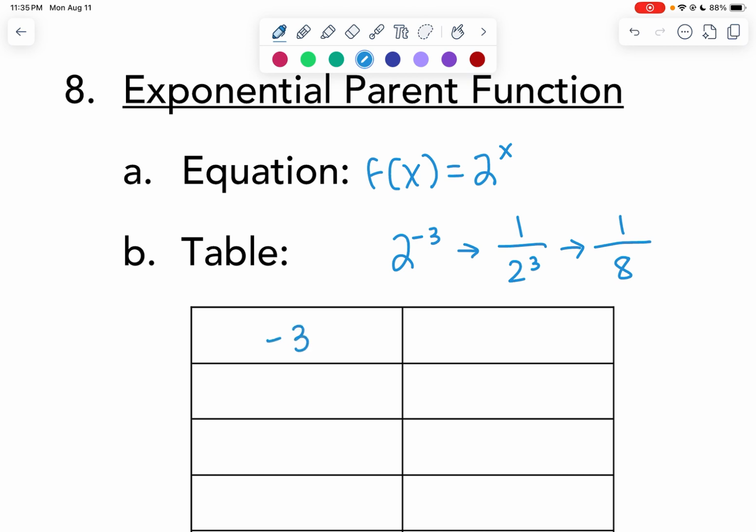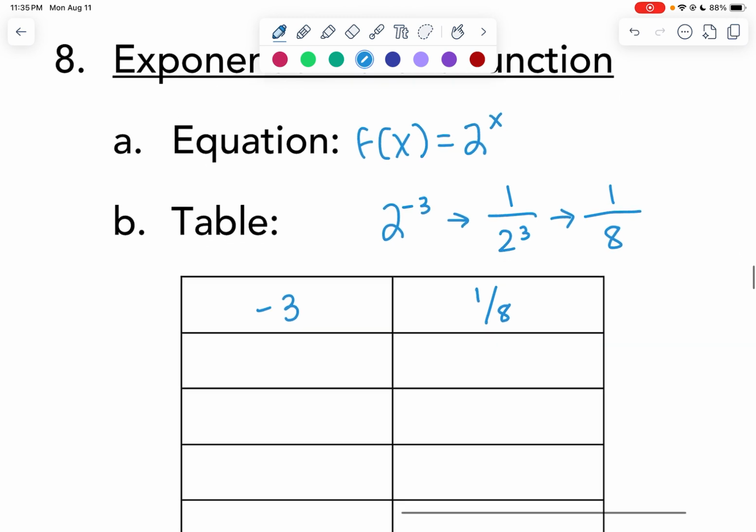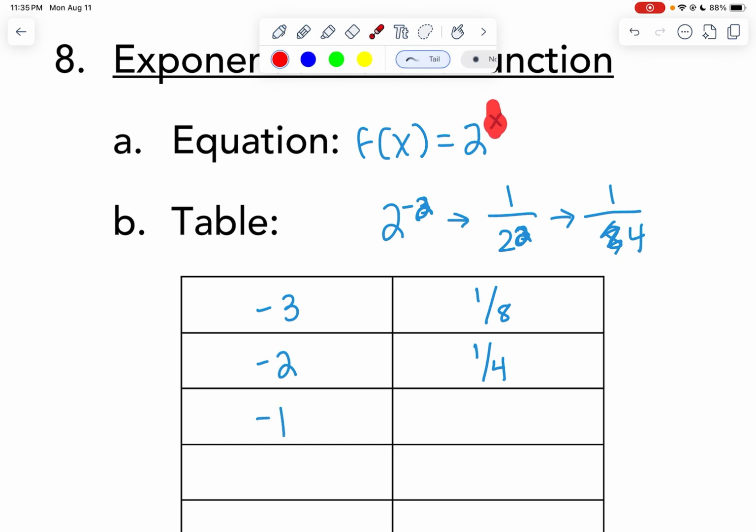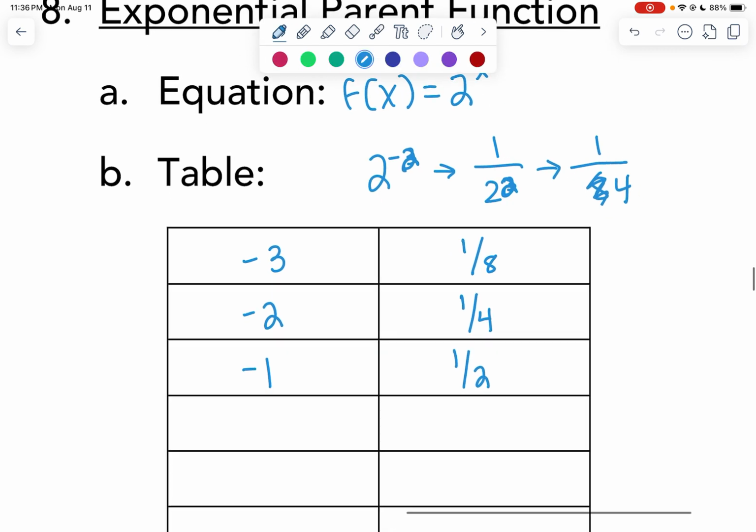It still is going to give you a positive number. It's just going to be 1/8. If you had -2, that would be 1 over 2 squared. Well, 2 squared is 4. So if you plugged in -2 for your exponent, that would be 1/4. And if you plugged in -1, think anything to the first power is just itself. But if it's a -1, that would be 1/2 because that 2 is going to be on the bottom. And then anything to the 0 power will always be 1.